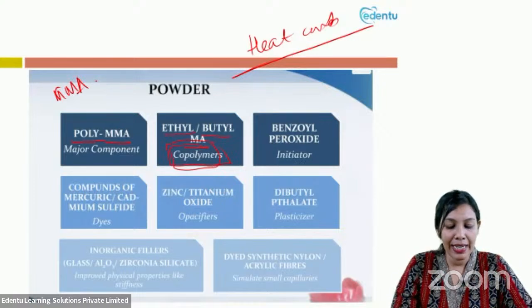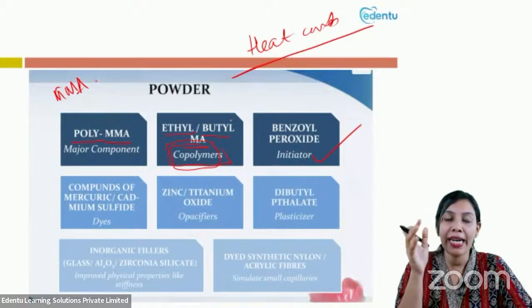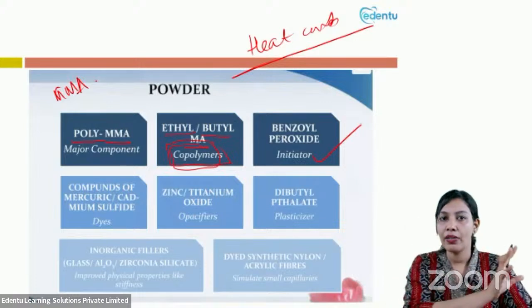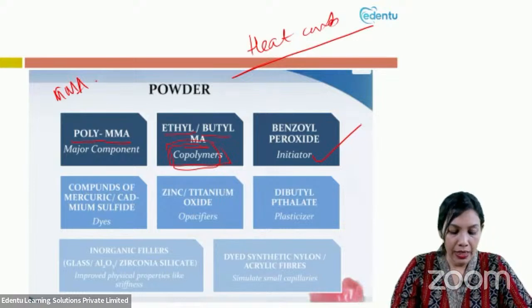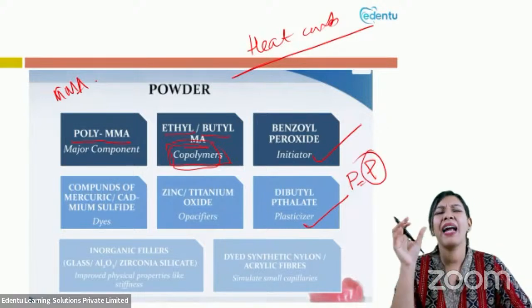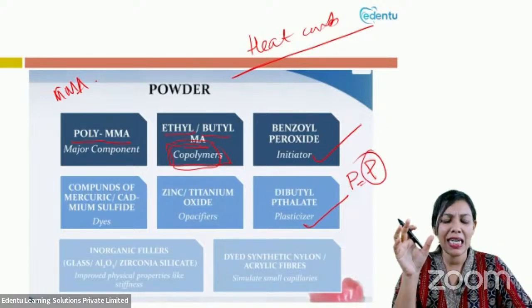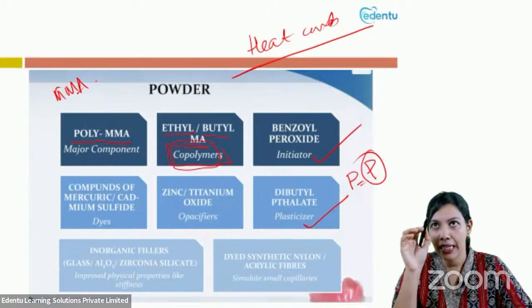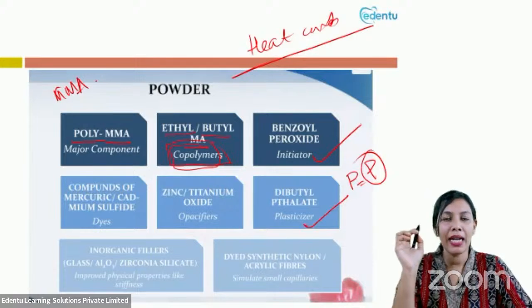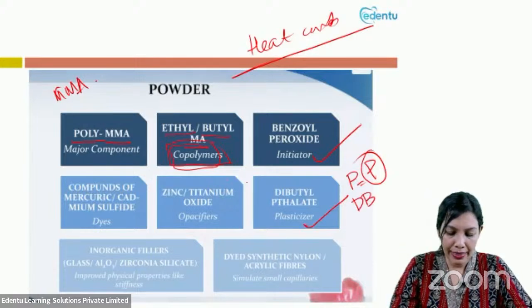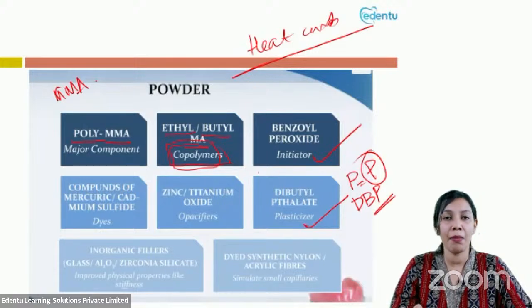Next, as I said early in that reaction, we need an initiator, that is benzyl peroxide. We have already studied that in that reaction itself. And again, there is something called plasticizer. You can remember it is P, right? It is like phthalate. Whenever you see a plasticizer, which is seen in heat cured resin, just think of something related to P. It will be dibutyl phthalate. Just remember at least the P for memorizing that it is the plasticizer.